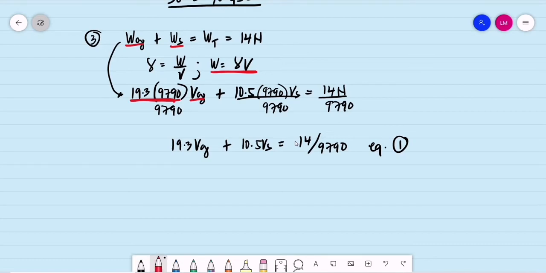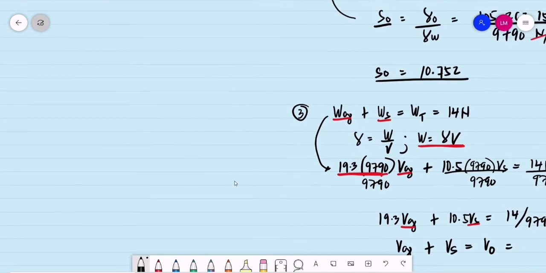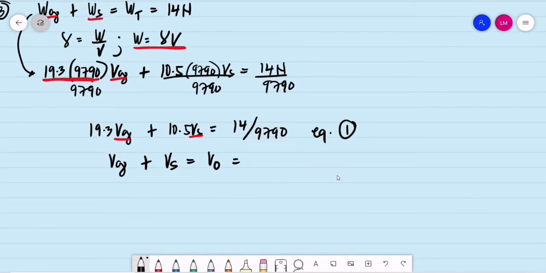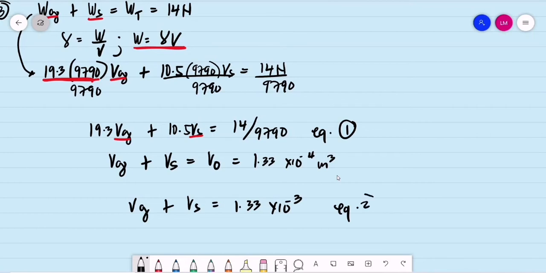So since volumes na yung mga nandito, ano pa yung isang equation natin na pwede natin gamitin? Okay, kung pagsasamahin natin yung volume of the gold plus the volume of the silver is equal to the total volume of the object. Yung na-compute natin na volume ng object kanina, yun yung required sa number 1. That is the 1.33 times 10 raised to negative 4 cubic meter. So let's say this is the volume of the gold plus the volume of the silver is equal to 1.33 times 10 raised to negative 4. So let this be our equation number 2.